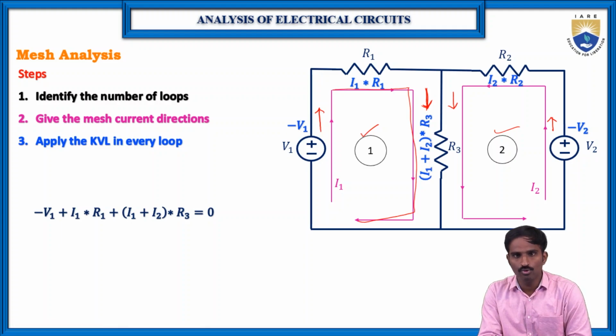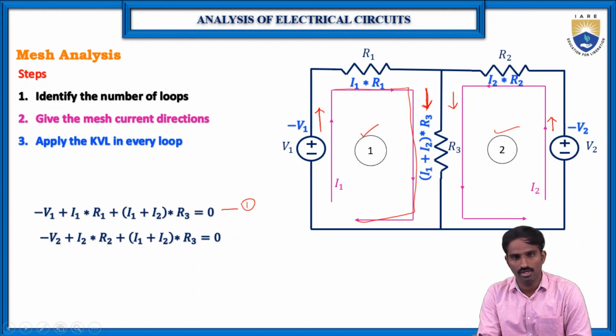Then with respect to loop 1, the algebraic sum of the voltages across the loop is equal to 0. So minus V1 plus I1 into R1 plus I1 plus I2 into R3 equals 0. Let us consider this equation number 1. Then with respect to loop 2, again the algebraic sum of the voltages across loop 2 is equal to 0. So minus V2 plus I2 into R2 plus I1 plus I2 into R3 is equal to 0. Let us consider this equation number 2.